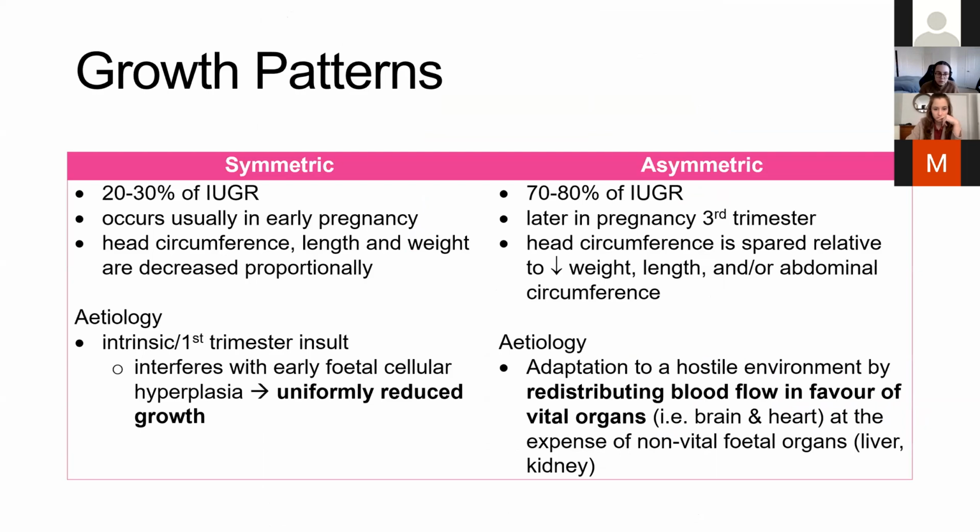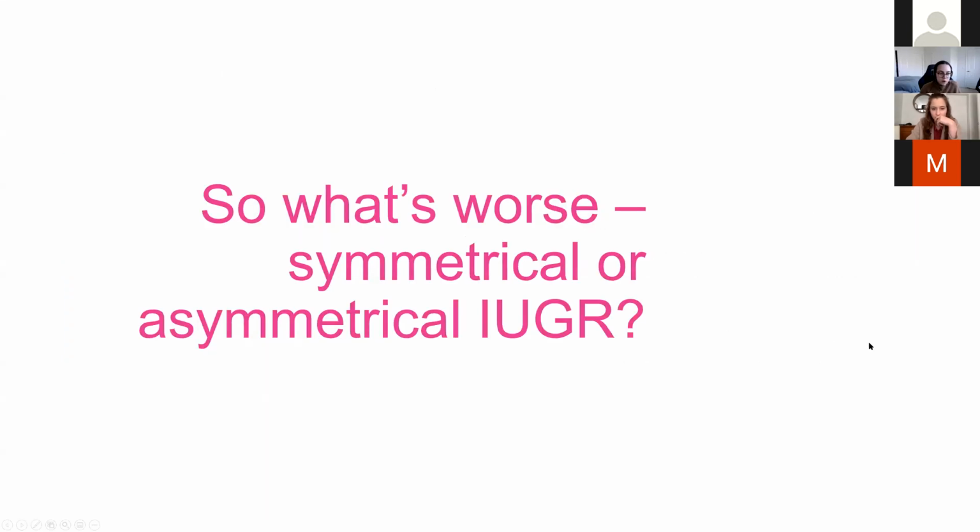It's important to be able to identify that because, as I said, it leads us to being able to determine what the likely cause is. But also there are some different outcomes that result from whether or not it is a symmetrical or asymmetrical IUGR fetus. So that was just kind of what I said in words. But what I want to know is, what do you think is worse, a symmetrical or asymmetrical IUGR baby? Write to me in the chat and tell me what you think.